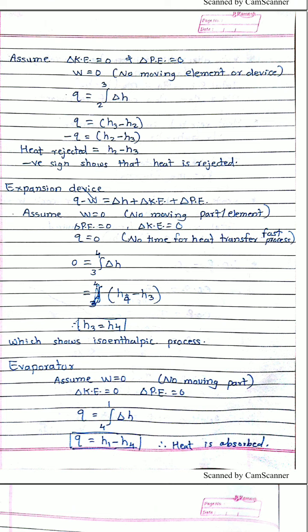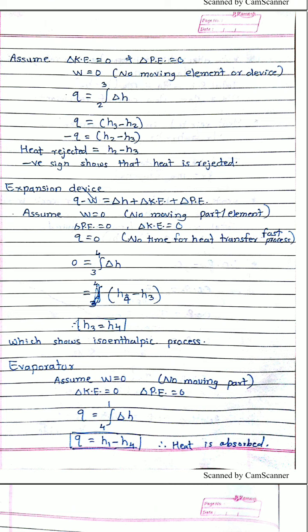First part, it is a compressor, in that W is equal to H2 minus H1. So in that process you can say that work is consumed. If we are taking the condenser, Q is equal to H2 minus H3, so you can say that heat is rejected. And in the expansion device, H3 is equal to H4, which means during the expansion process, the enthalpy of the process stream is constant. So that process is called an isoenthalpic process.